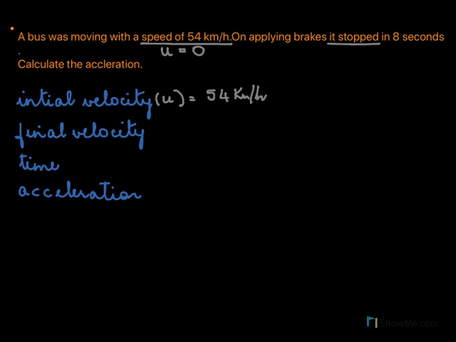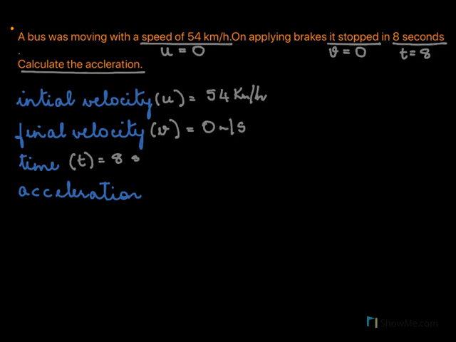On applying brakes, it stopped. It stopped means final velocity is 0. So final velocity v equals 0 meter per second. In 8 seconds, 8 seconds means time is 8. So we'll put time, that is t equals 8 seconds. Calculate the acceleration. So the acceleration we need to calculate. Here, check if all your quantities are in the SI unit. The SI unit for speed is meter per second.